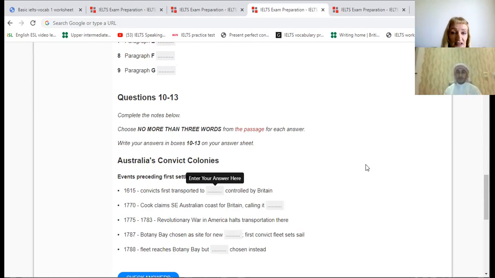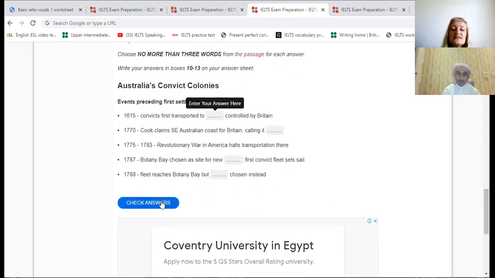So from where will I get that word? Let's read and we'll understand. Complete the notes below. Choose no more than 3 words. Obviously, to find out Australia's convict colonies, for example, 1615, convicts first transported, they went to some place controlled by Britain. You get the word from the reading text, okay? I have a feeling it might be Botany Bay, but I'm not sure. What you have to do is look for the keywords in the text, highlight them, write them down on your notepad with your pen, and then you can put them in here. So do you get the idea? Okay. That's good. And then you can check your answers.